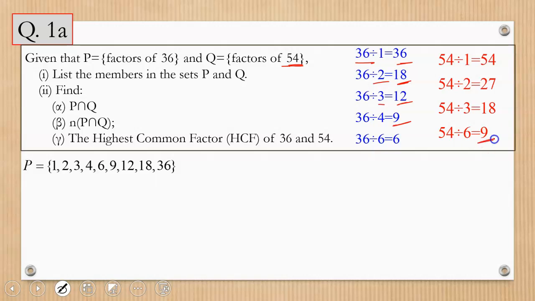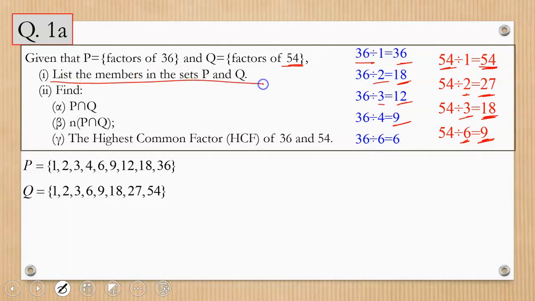Again, 9 can also divide to give us 6. 18 can divide to give us 3. 27 can divide to give us 2. And 54 can divide 54 to give us 1. And so to list the elements that are factors of 54, we have 1, 2, 3, 6, 9, 18, 27, and 54. So now our first question has been answered. We are done with listing the elements.